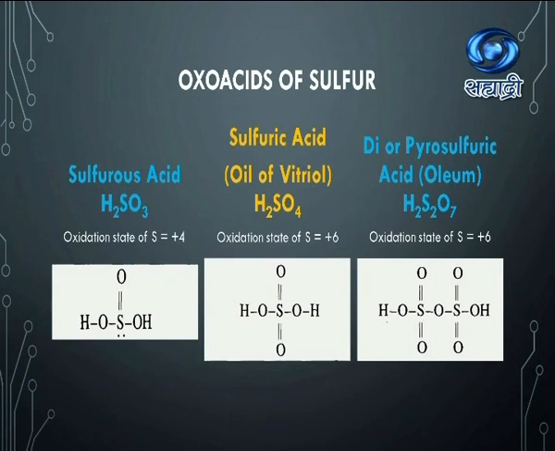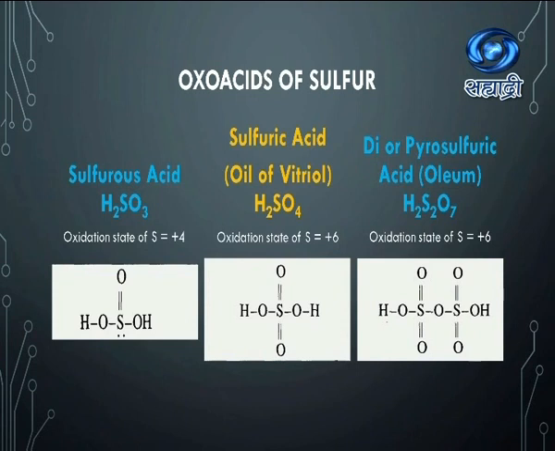So formula is H2S2O7. Oxidation state of sulfur is +6. Now just try to observe the structure. Both the sulfur atoms are bonded with oxygen atoms, so there is an S-O-S bond. Then both the sulfur atoms are bonded with one hydroxyl group, so there is an S-OH bond. And the remaining four oxygen atoms: each sulfur atom is doubly bonded with two oxygen atoms. So in all, these four oxygen atoms are bonded with sulfur.